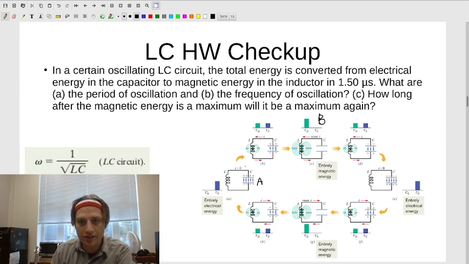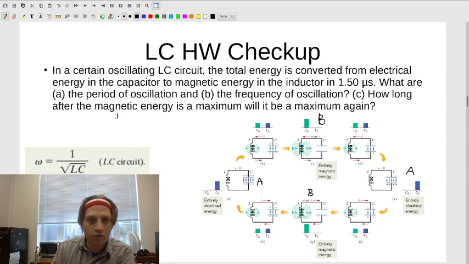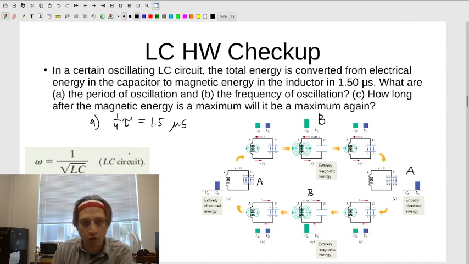Now the thing to notice is that is not one full cycle, because you go from A to B to A to B to A. That's one full cycle, going through that electric, magnetic. And so in fact, 1/4 of our period is 1.5 microseconds. So you have to take that times 4 to get your period. Then part B asks, what is the frequency of the oscillation?